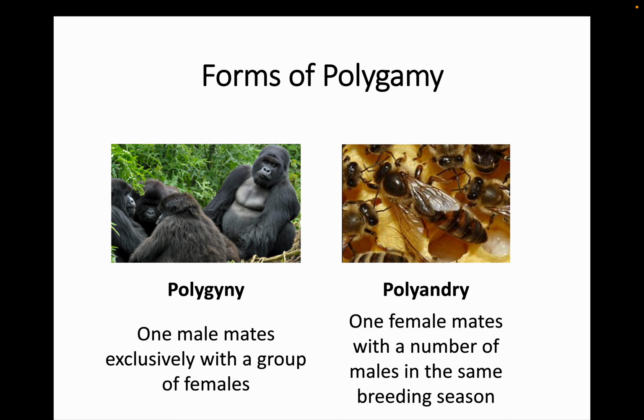Within polygamy, you have two different types that sound very similar and get really annoying. So you have polygyny, where the male mates exclusively with a group of females. This is what you see quite a lot in the animal kingdom. You'll have the male, and the male will have a group of females, and that male will go and mate with all the members of those females. So that is a polygamous situation, and in this case, polygyny, because it's male.